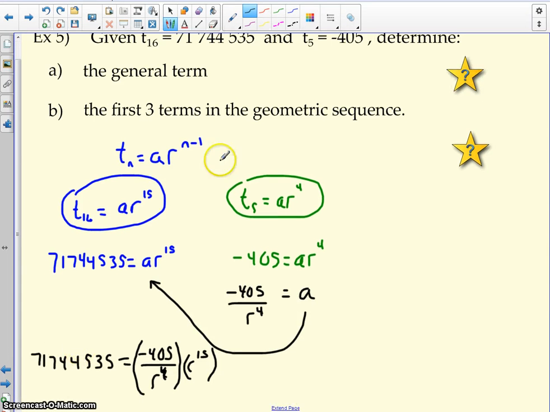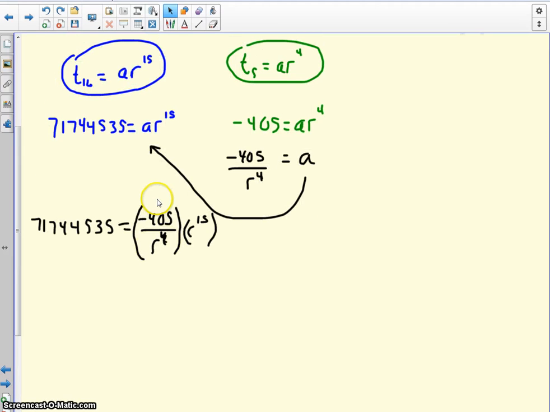Okay, let's continue on with this one now. It's a bit complicated. You'll see that we had two equations, two unknowns. Hopefully with what we've done here by substituting the negative 4 over 5 over r to the 4 into this equation, we can simplify it and potentially solve for something.